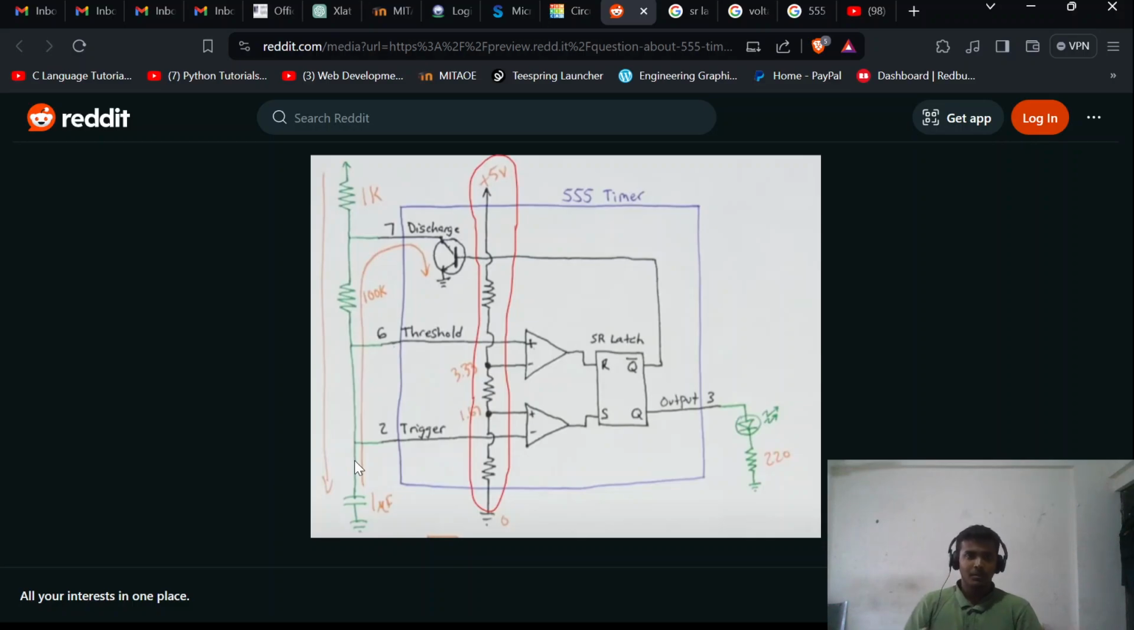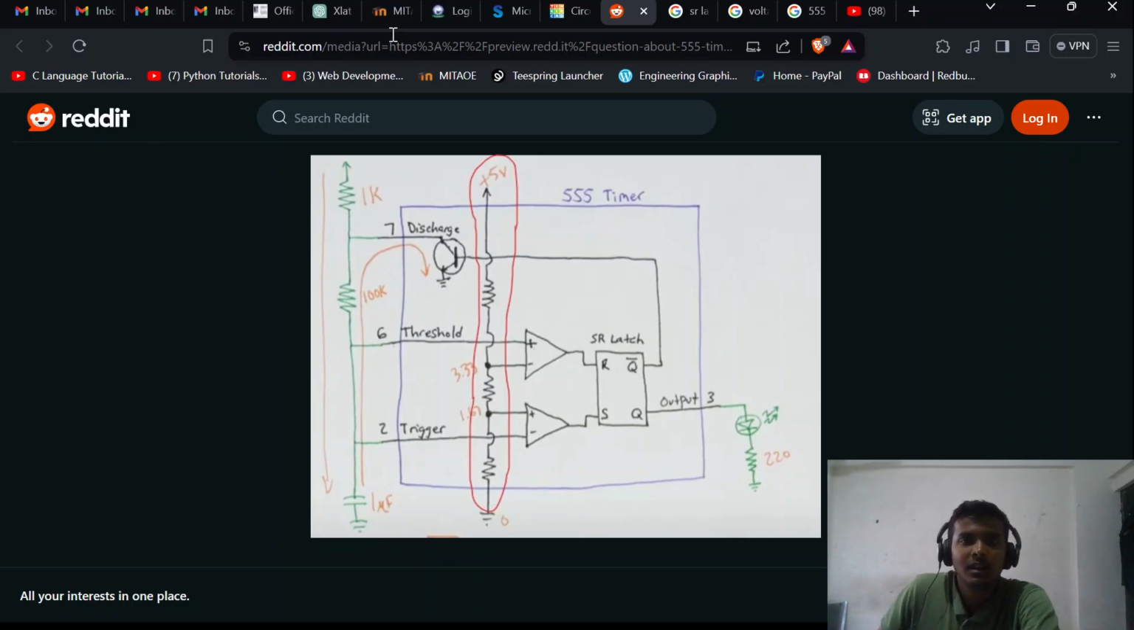So in astable mode of the 555 timer, why is it called astable? First of all, astable means that it is not stable in both the states. There are two states, 0 and 1, and it keeps oscillating between 0 and 1 because it is an oscillator. It gives a clock signal to all the sequential circuits.